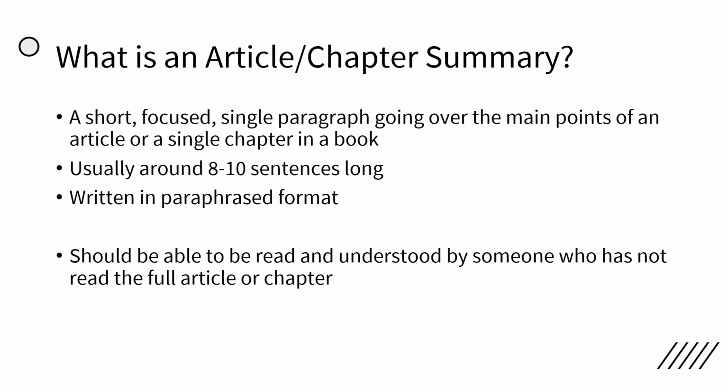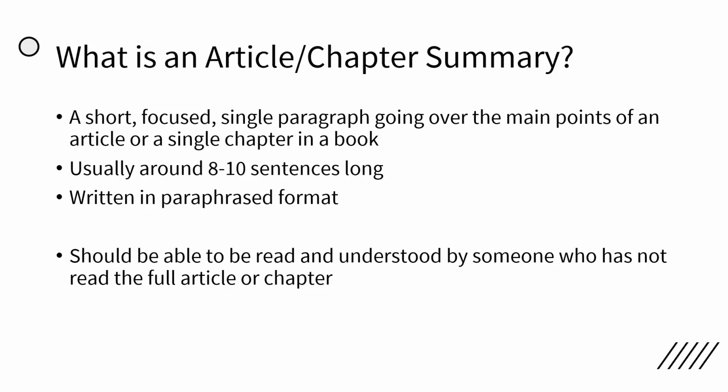An article or a chapter summary is a short, focused, single paragraph that goes over the main points that are presented in an article or a chapter in a book. Okay, so it's one paragraph only. You're not writing pages and pages. It truly is a summarization. And it's usually around 8 to 10 sentences long. It's always written in paraphrased format.